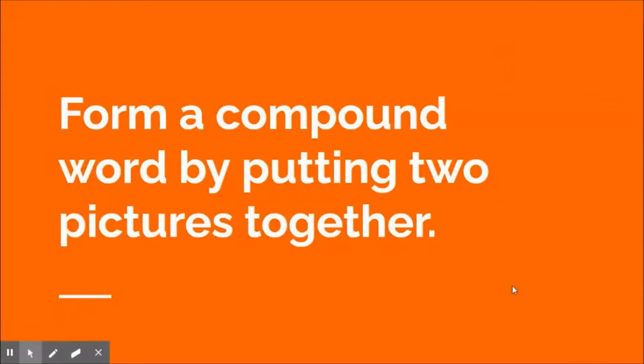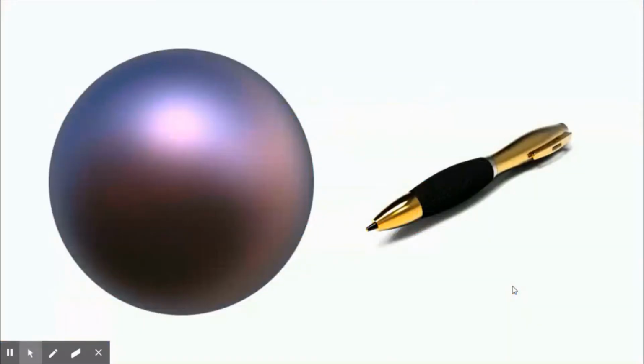Okay, so now I want you to take a couple of moments and I want you to think about this, okay? Because I am going to be giving you some pictures and I want you to put them together to make a compound word. So get your thoughts together for a second and let's go ahead and begin. So I have here two items, two different things. So what is the first one? It is a ball. Very good.